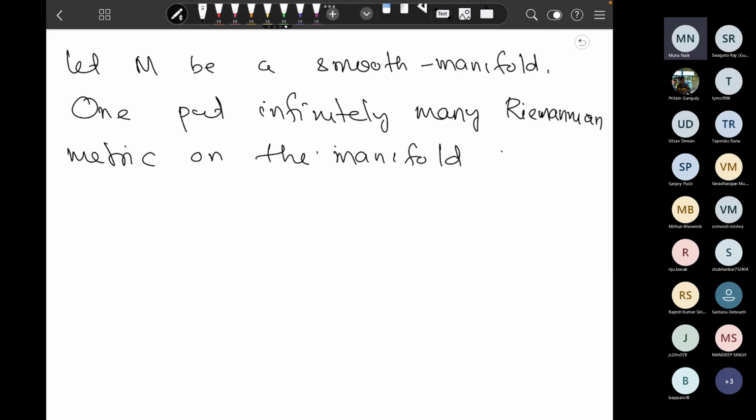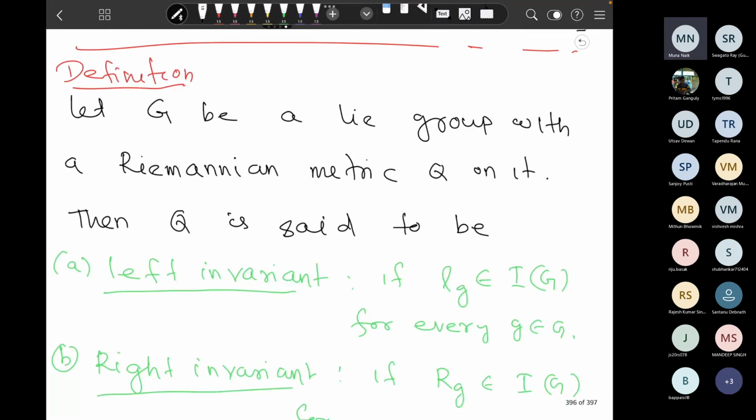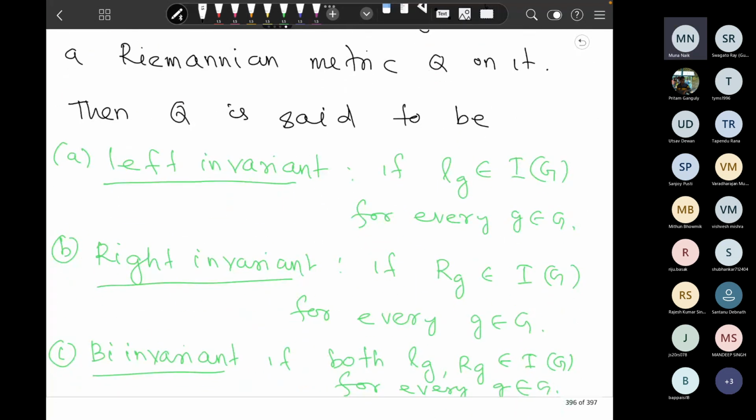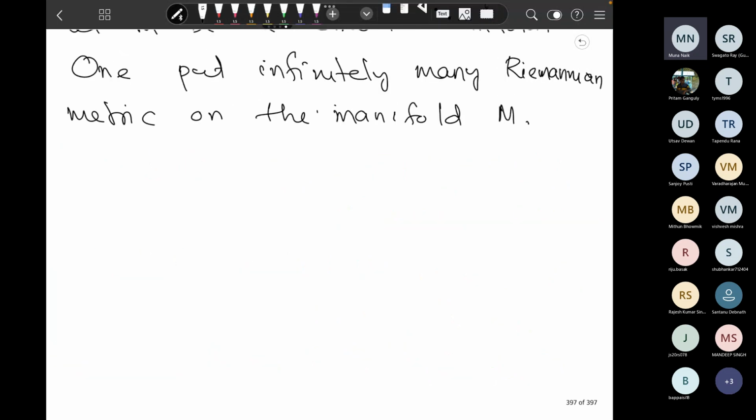Now I want to ask the same question for a Lie group, but I want the metric to respect the group structure in a certain way. Hence I am asking whether the Riemannian metric which I put on the Lie group G can be left invariant, right invariant or bi-invariant. That is the question I am interested in now. So let us discuss.